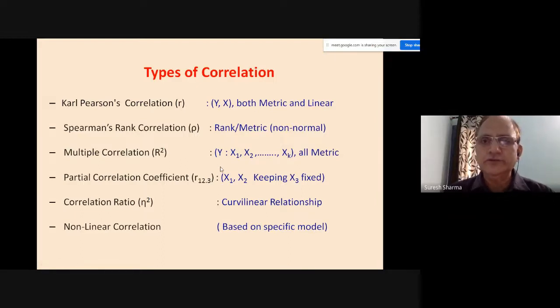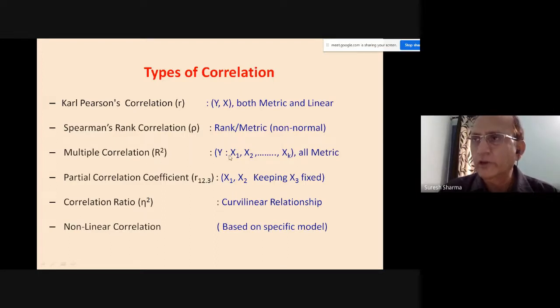In that situation, if I'm computing the relationship between y and x1, x2, xk together, all of them, it basically gives you the strength of the relationship between y and x1, x2, xk, all of them taken together. Then this type of correlation is called the multiple correlation coefficient.